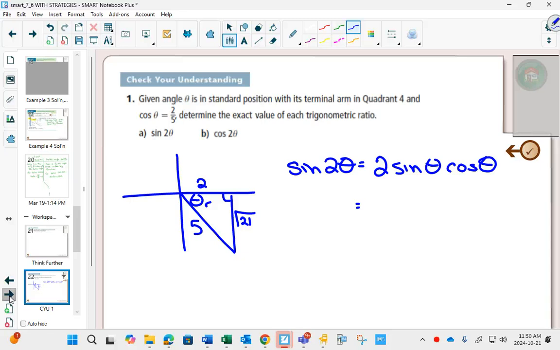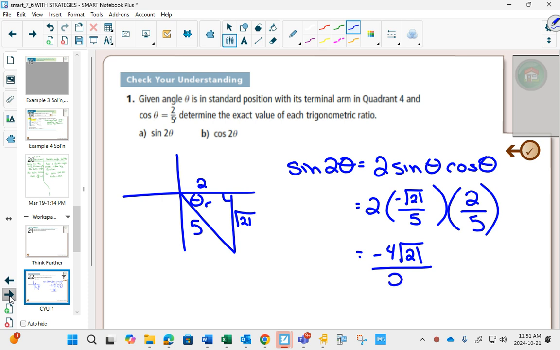So now that I have 2 sine theta cos theta, I don't know what theta is, but I do know what sine of theta is. Look at your triangle. There's our reference angle. Sine of theta is opposite over hypotenuse, and since it's in quadrant 4, sine would be negative. And we already were given that cos of theta was 2/5. Again, in this one you don't know theta, but you know all of cos theta, so be careful with that substitution when plugging it in. And now when I multiply things through, 2 times 2 becomes a negative, negative 4 root 21 all over 25 is our answer.